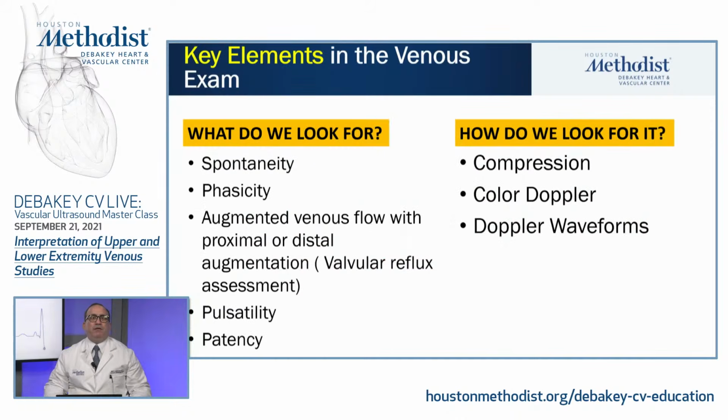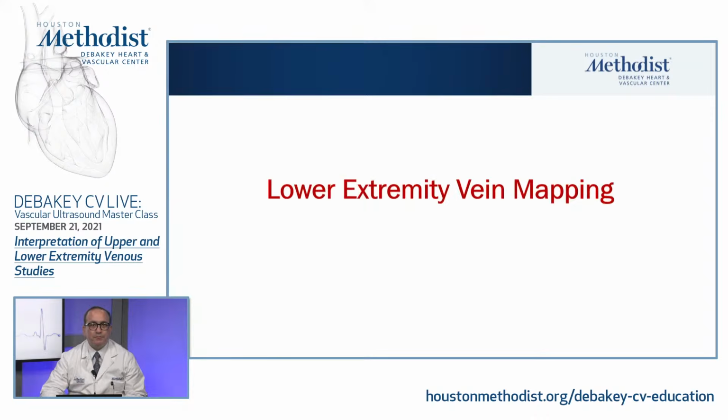So what do we look for in the venous study? We look for spontaneity. We look for phasicity. We look for augmentation of venous flow with either compression or Valsalva maneuver. We look for pulsatility of that venous flow, or if the waveforms appear arterialized, we look for patency of the vessel. And how do we look for all these things? Well, we do compression of the vein. We look for color Doppler within the conduit, and also for Doppler waveforms.